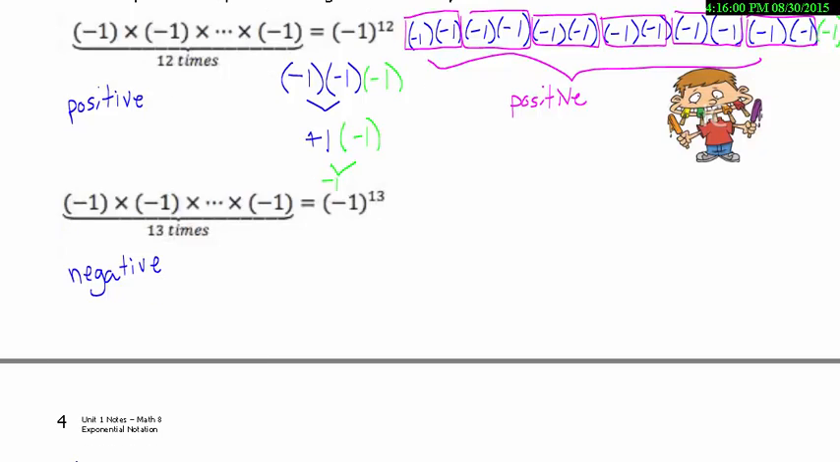So I want you to think about this for a few minutes. I want you to press pause and see if you can figure out how you know if the product will be positive or negative.